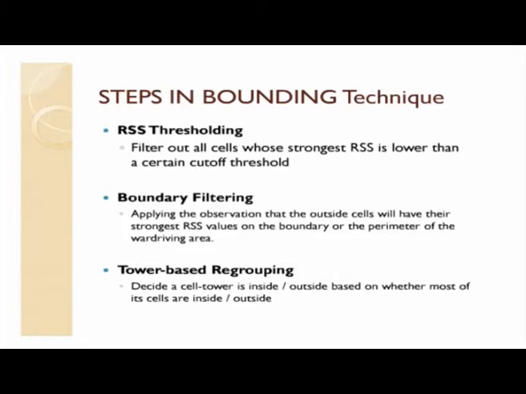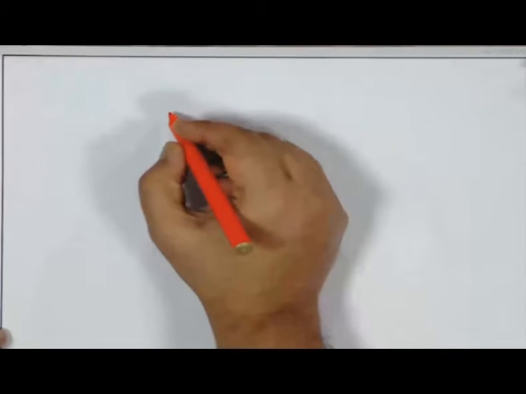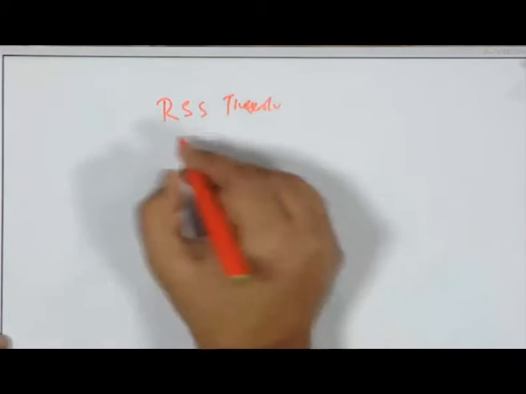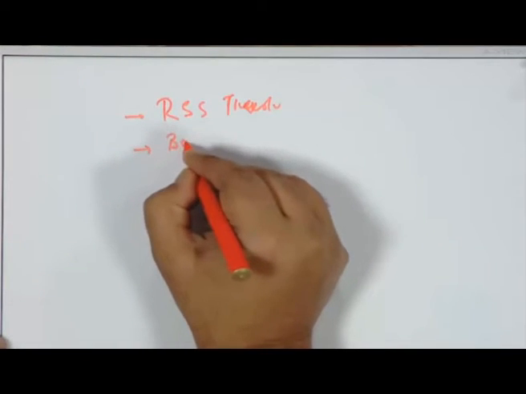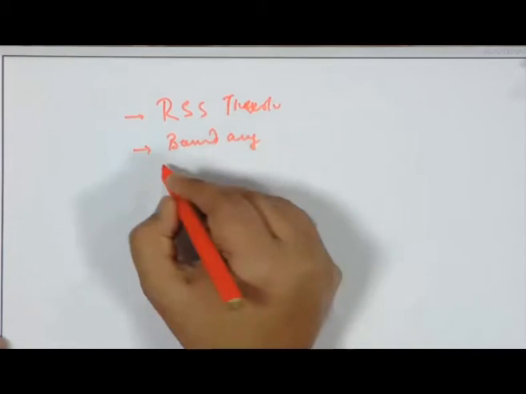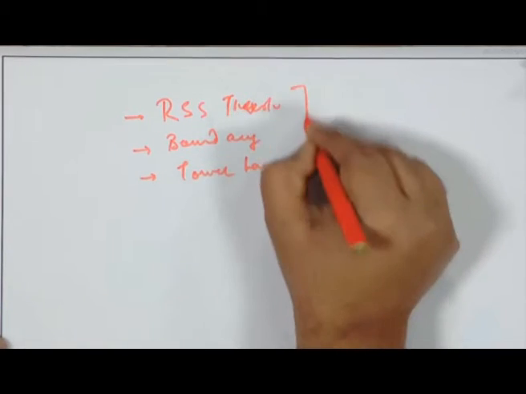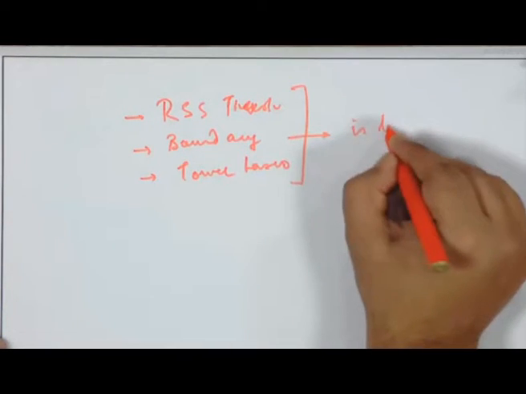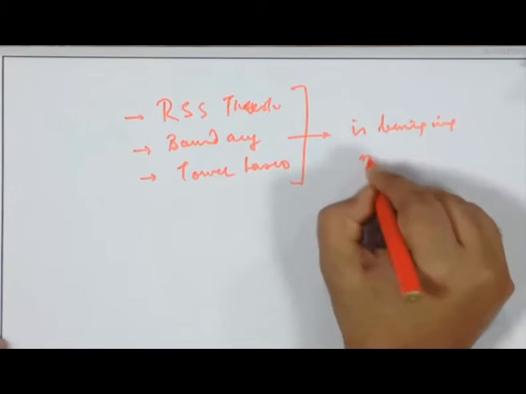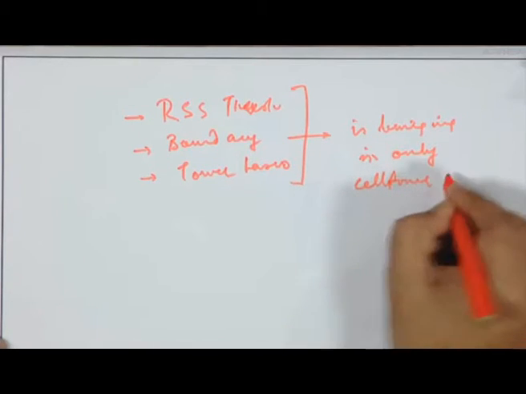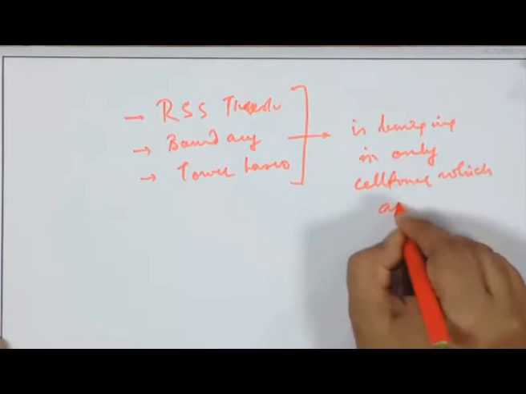Okay, so now where are we? With all these 3 techniques, let me write down the 3 things again: RSS thresholding, boundary filtering, and then tower based regrouping. All these 3 are bringing in only cell towers which are inside.